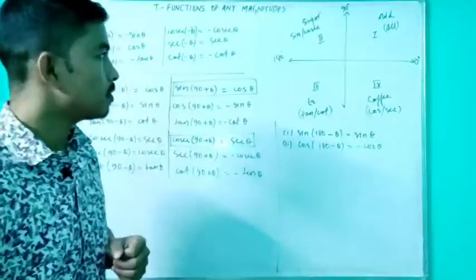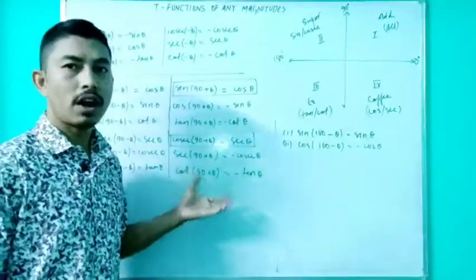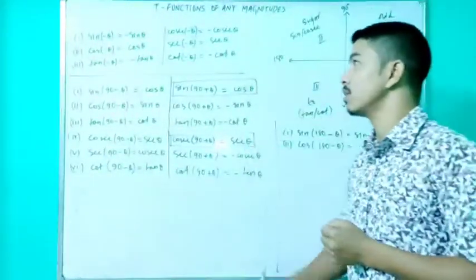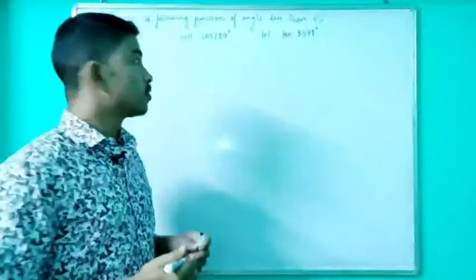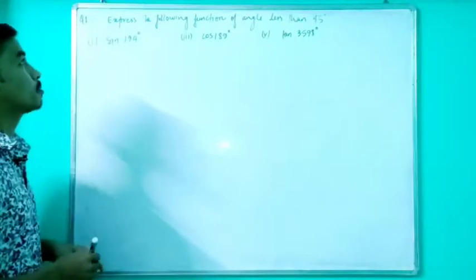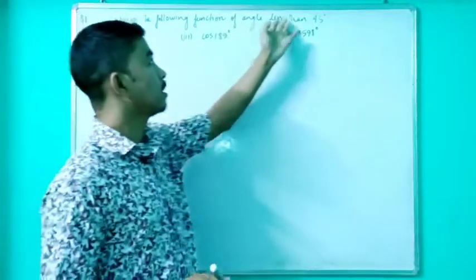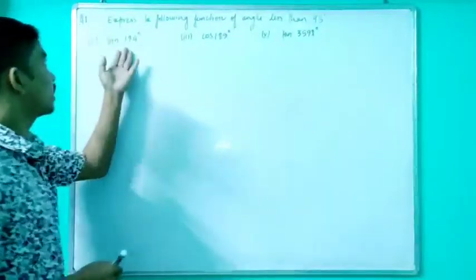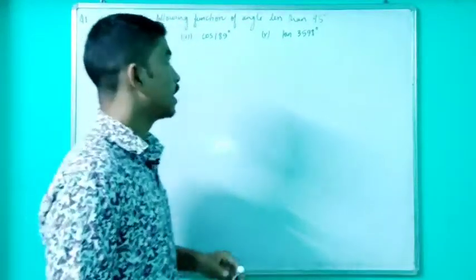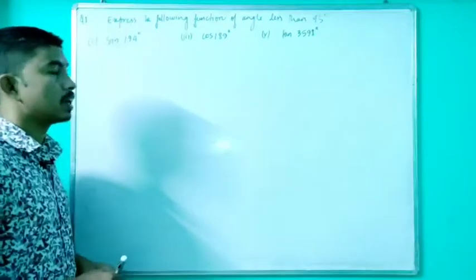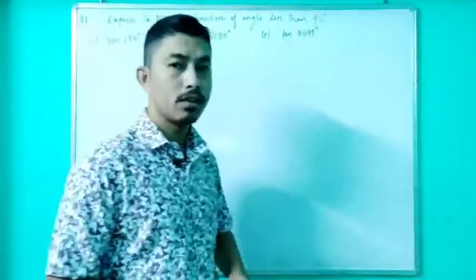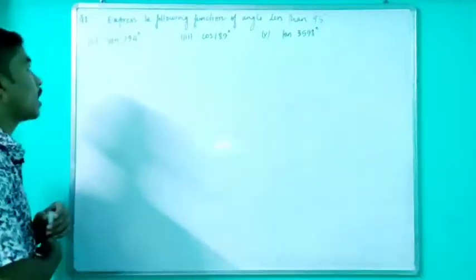So let us do some of the questions from your exercise and try to understand how we solve questions based on such problems. Okay, so let's begin. Here I have taken 3 questions from your exercise which help us to express the following functions of an angle less than 45 degrees. So here I have sine of 194, cos of 189, and then tan of 3598. We have to express each of these angles as a value less than 45 degrees. It's very simple. How do we do it?